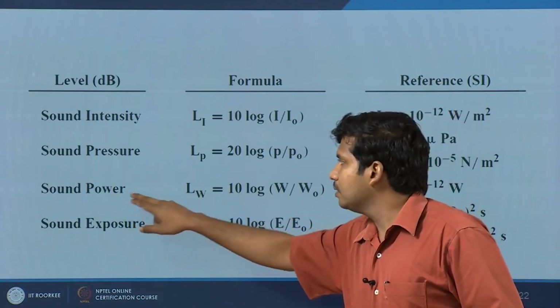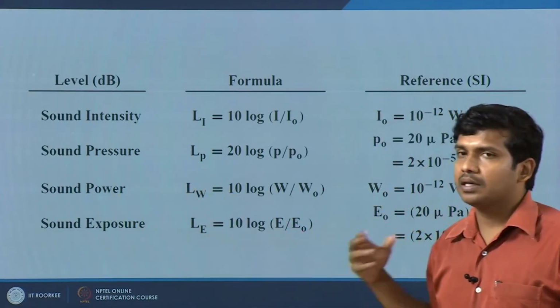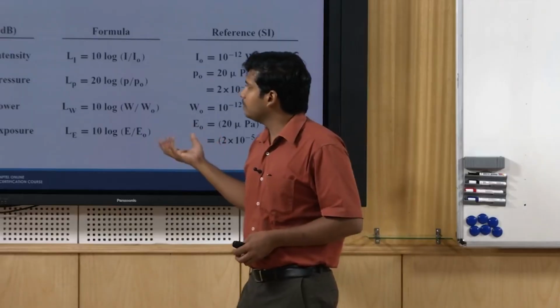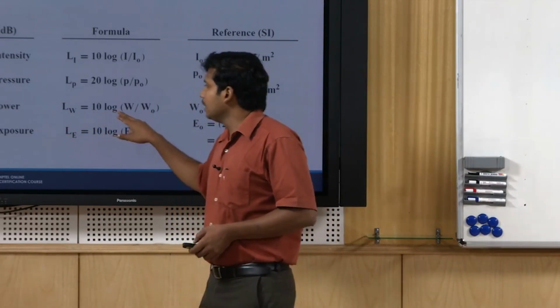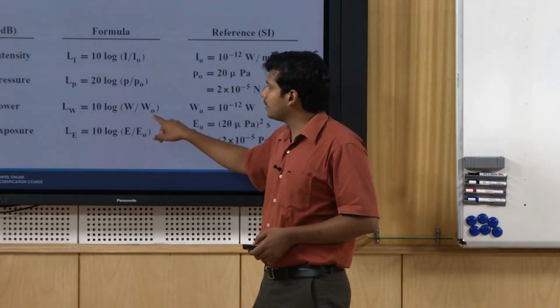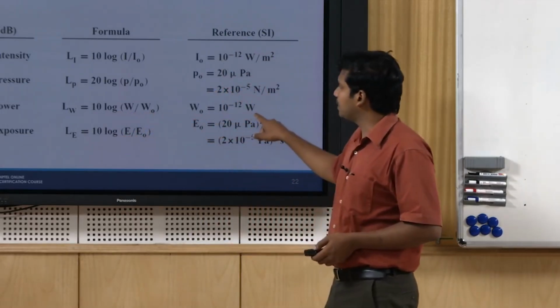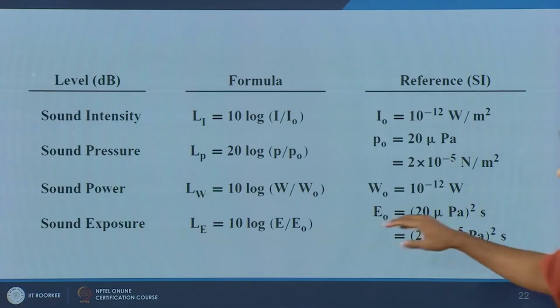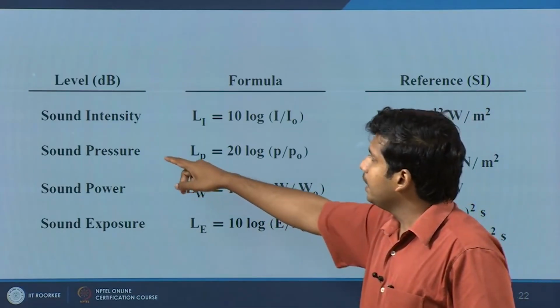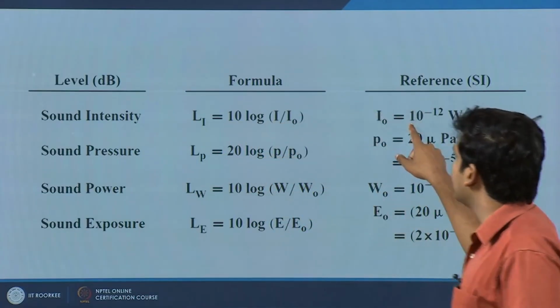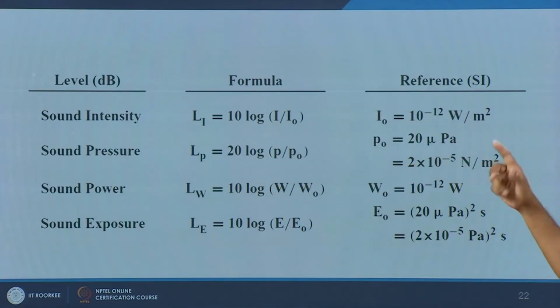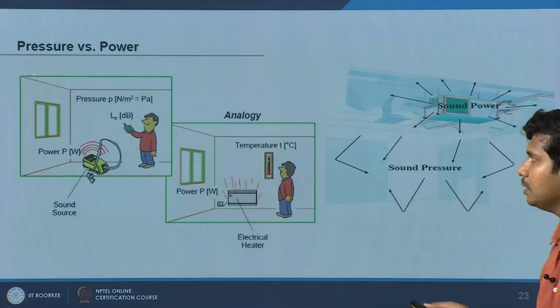First is sound power. So again, power in terms of acoustical terms, we will refer to as sound power level. Sound power level is 10 log W by W reference. W is a power, W reference is 10 power minus 12 watts. Again it is a relative scale. Intensity level is 10 log I by I reference, where the reference intensity is 10 power minus 12 watt per meter square. We will come to the exposure quickly.